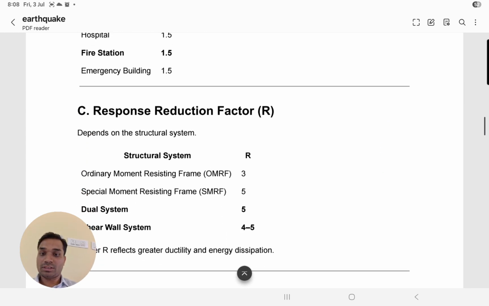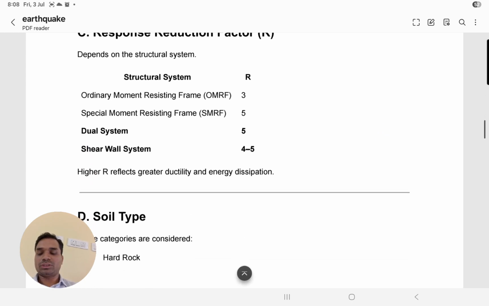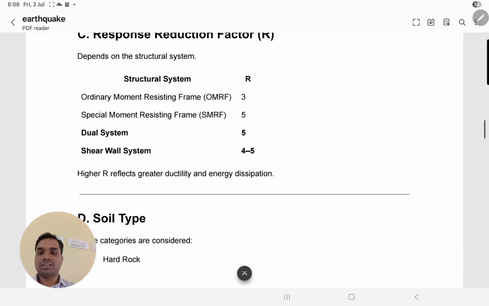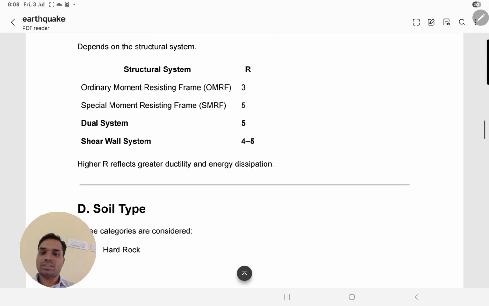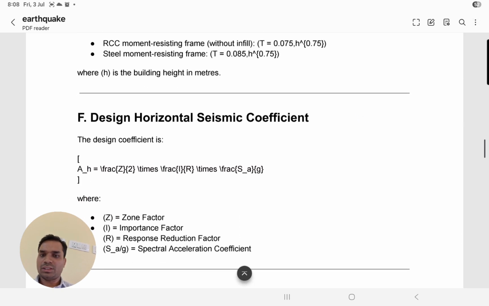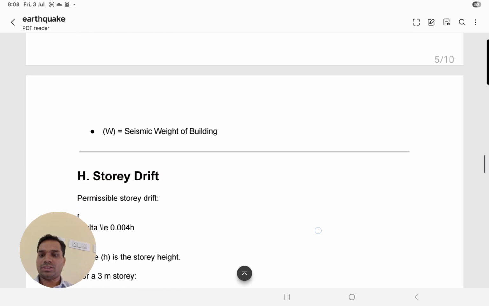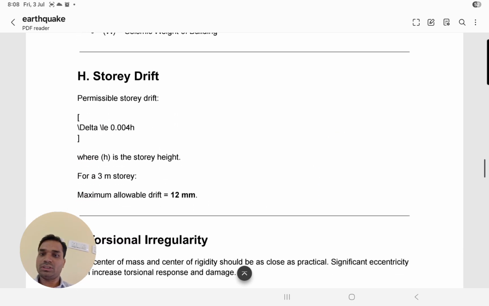The response reduction factor. I believe that most structural engineers generally prefer the shear wall system, which is generally taken as 4.5. Then the seismic coefficients are there, the shear, and the story drift.